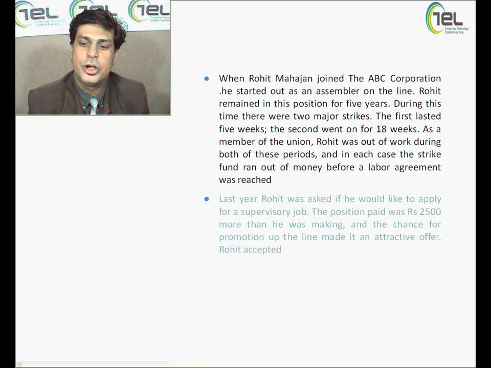When Rohit Mahajan joined the ABC Corporation, he started out as an assembler on the line. Rohit remained in this position for 5 years. During this time, there were two major strikes. The first lasted 5 weeks and the second went on for 18 weeks. As a member of the union, Rohit was out of work during these periods, and in each case the strike fund ran out of money before a labor agreement was reached.